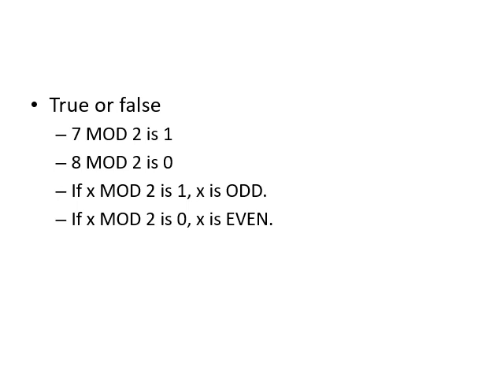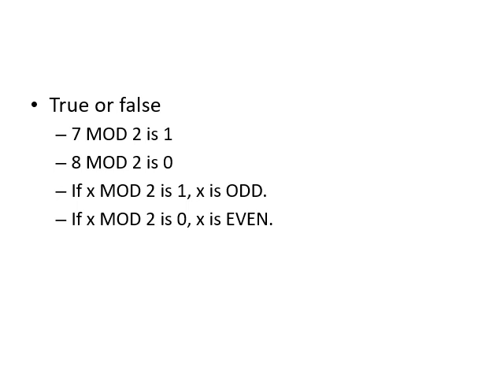Let's take a look at another question. True or false? 7 mod 2 is 1, this is true. 8 mod 2 is 0, this is also true. In general, if 2 is to the right of mod, the result of this operation will tell you if the number to the left of mod is even or odd.